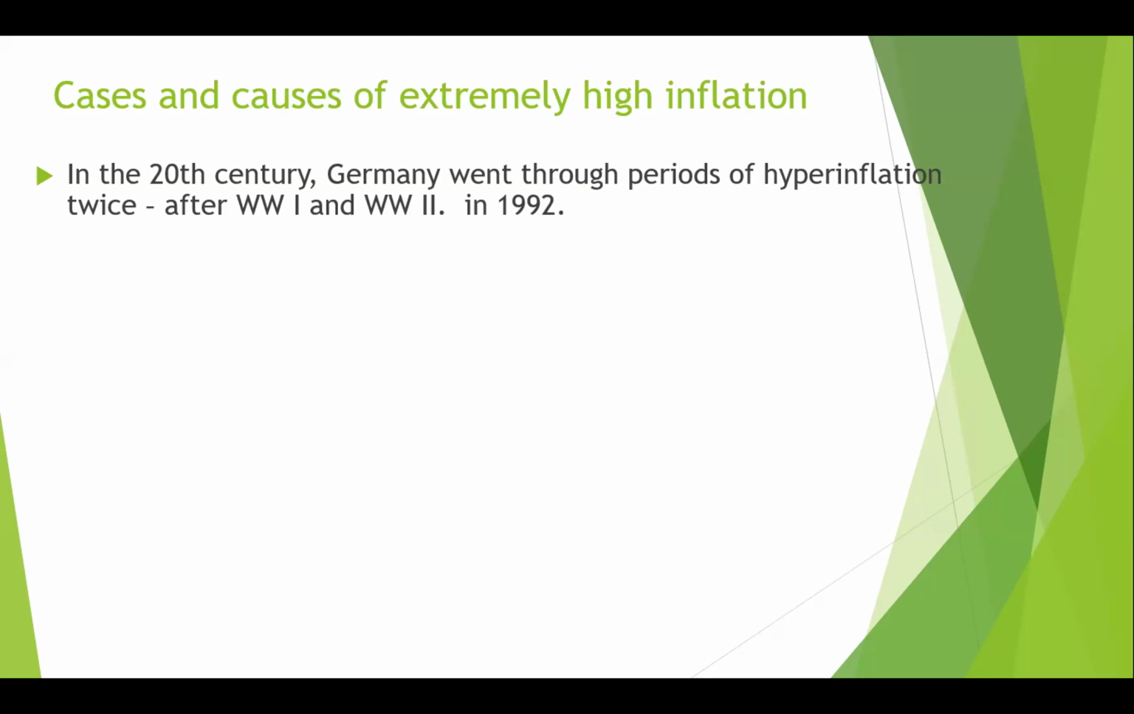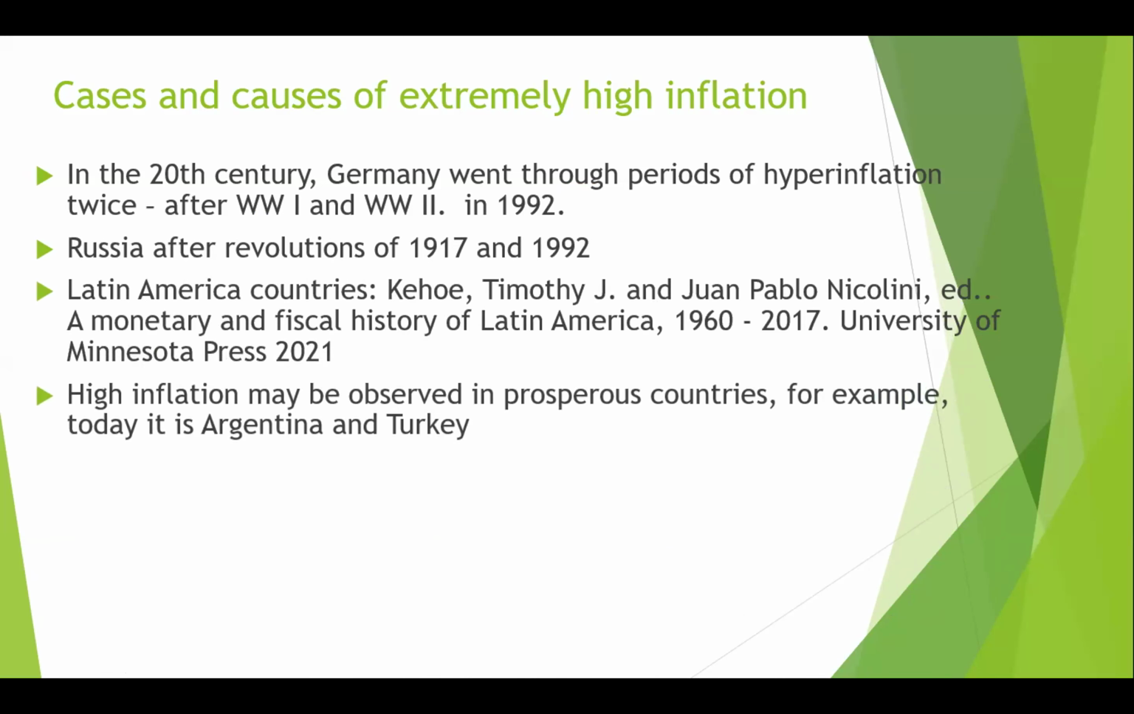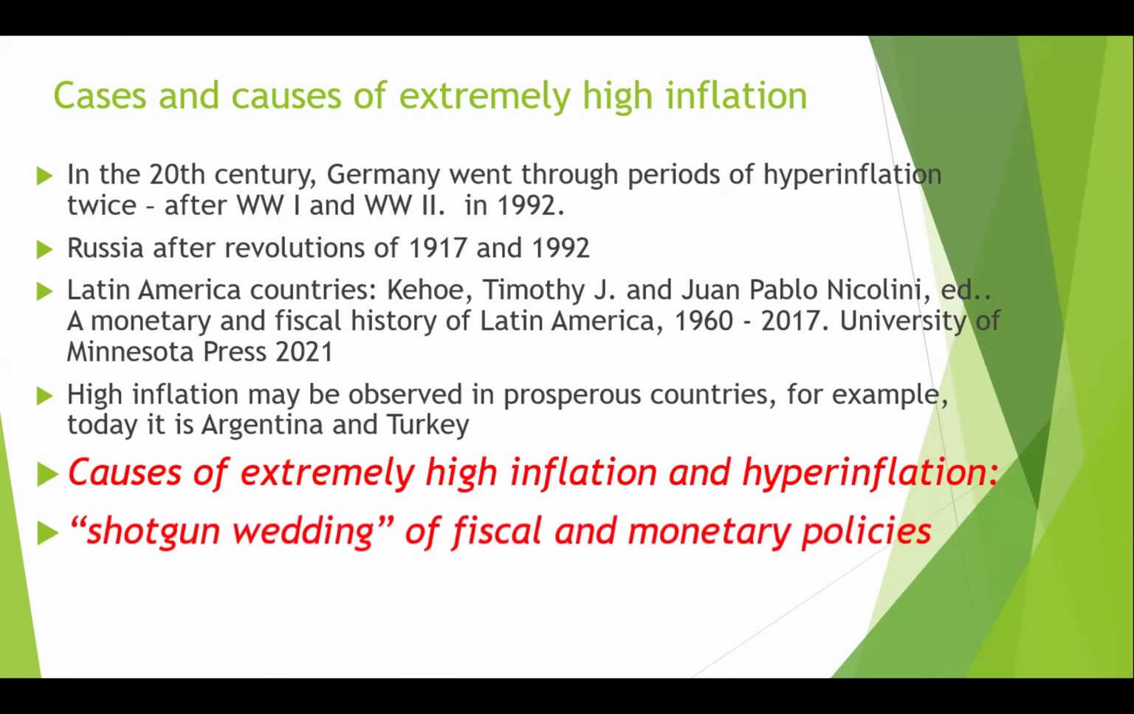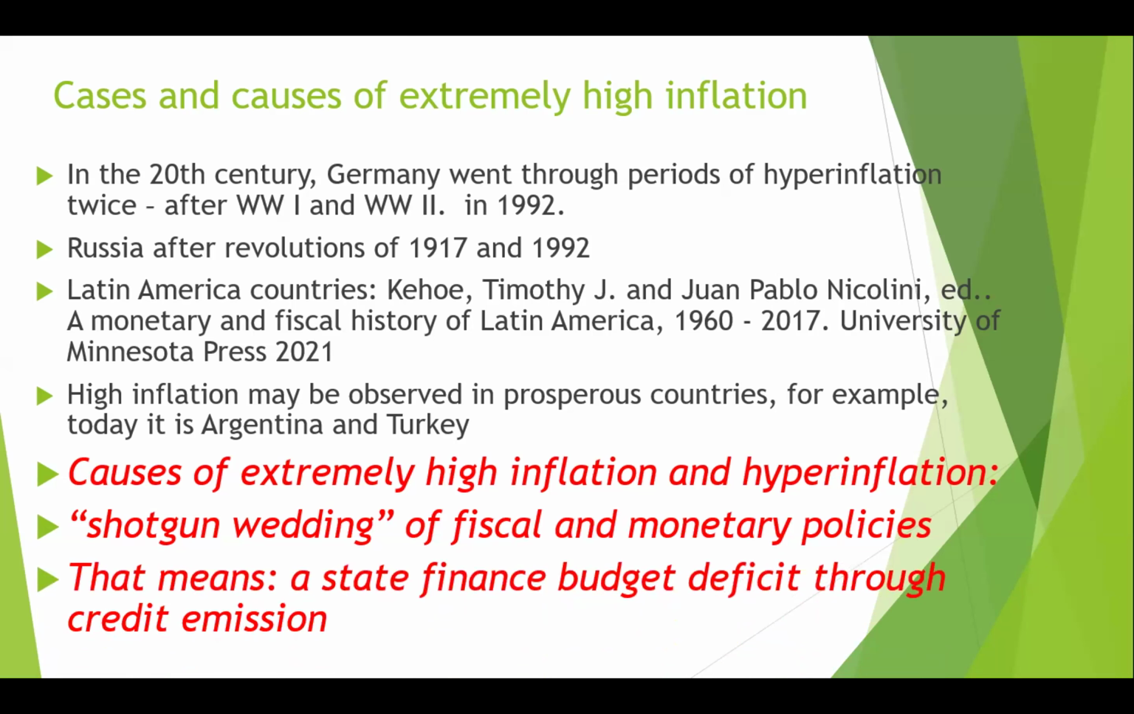Okay, so causes of high inflation. Germany, twice, Russia, Latin American countries, and many others, many African countries also went through periods of hyperinflation. And even now, very high inflation may be observed in Argentina and Turkey. However, these countries are rather prosperous, with very good parameters of economic development. But unfortunately, the quality of monetary policy is low, and that's why. So causes of extremely high inflation and hyperinflation can always be explained by a shotgun wedding of fiscal and monetary policies. Again, shotgun wedding means state budget deficit financed through credit emission.